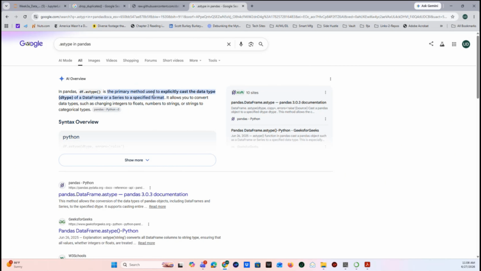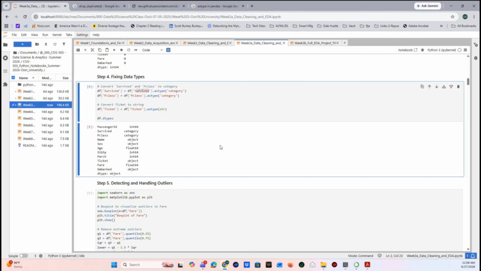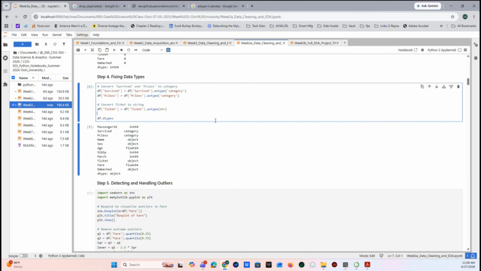astype is the primary method used to explicitly cast the data type of a data frame to a specified format. So I want this data type to be a specific type of data type. That's what you're doing here. So I want these to be categories, and there's good reason why. Because the class that you are in is 1, 2, 3, and Survived is 0, 1, right? So they are essentially categories.